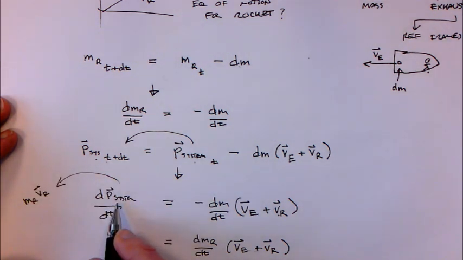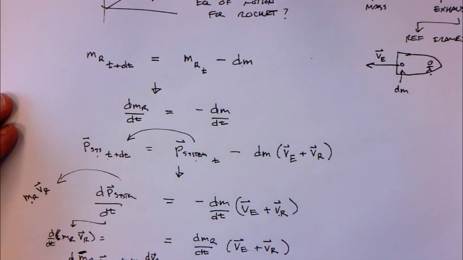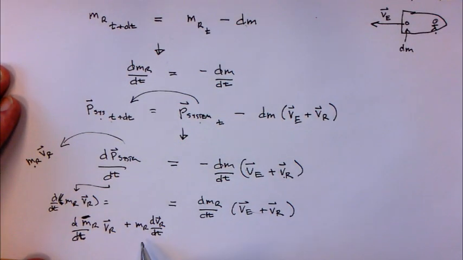So if I take a time derivative of that, I've actually got two things that are changing in that time derivative. One is the mass of the rocket is changing, and the other is the velocity of the rocket is changing, right? So I get d by dt of m sub r times v sub r, which in turn is m sub r dot, or dm sub r by dt, times v sub r plus m sub r dv sub r by dt. Right? This is just using the product rule for obtaining this equation.